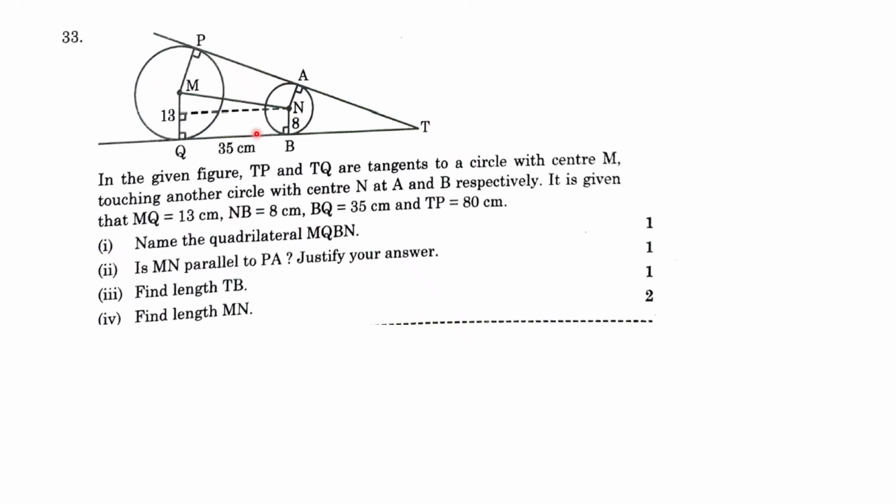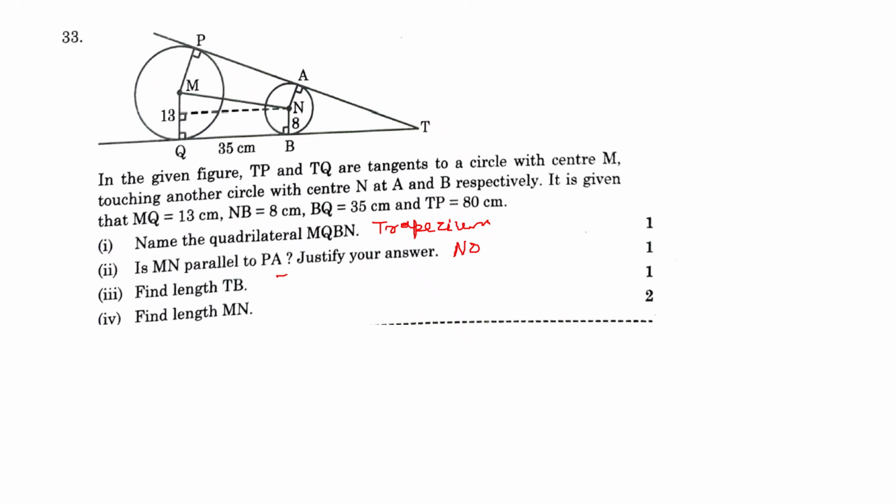Name the quadrilateral MQBN. So this quadrilateral is a trapezium because you can see here that MQ and BN are parallel. Why? Because both are 90 degrees, so the co-interior angles are supplementary. So it means that MQ and NB are parallel and QB is the height of the trapezium. Okay. Next question is, is MN parallel to PA? No, it is not parallel. MP is parallel to NA. So this is no. If you extend it, they are going to intersect. It is not parallel.